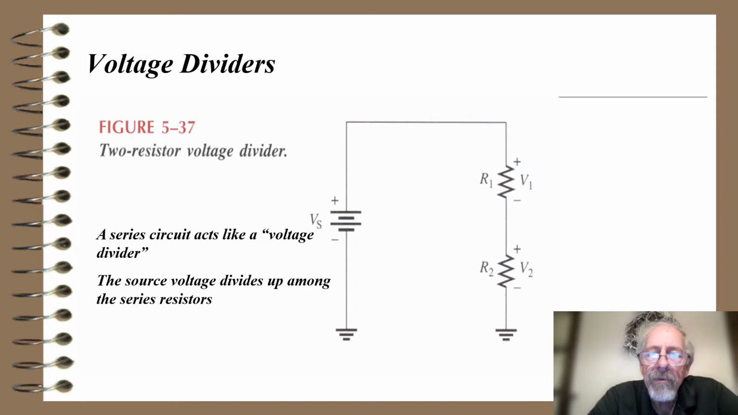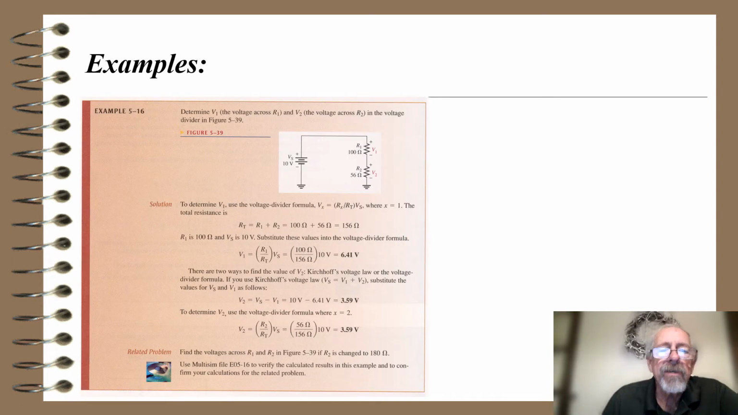Something called voltage dividers is something we should take a look at. So here's a 2 resistor voltage divider, and I just mentioned the idea that you can create new voltages. A series circuit acts like a voltage divider. The source voltage divides up among the series resistors in accordance with their value of resistance. So here's an example of that. This figure 5-39 shows a 10 volt source, and I've got a 100 ohm and a 56 ohm resistor, it looks like, which is a grand total. They figure out R sub T is 156 ohms.